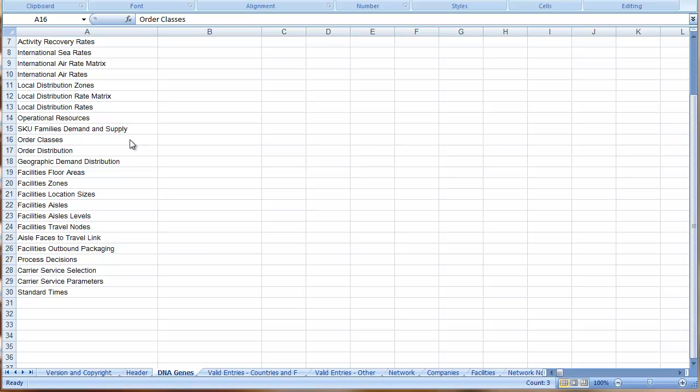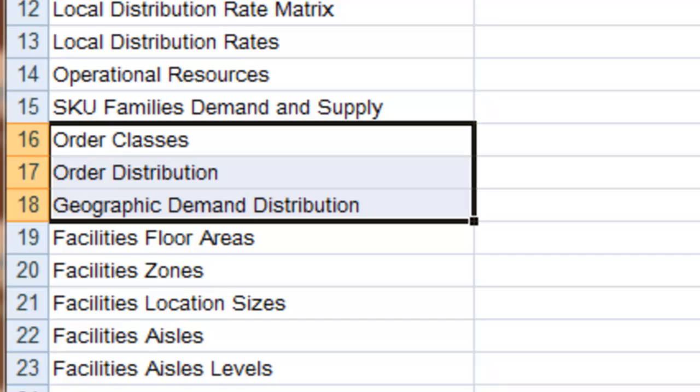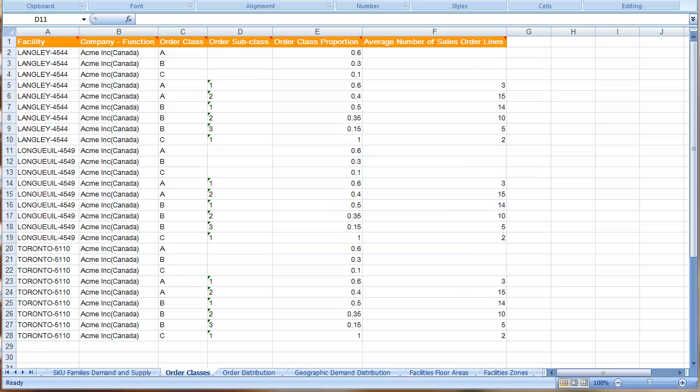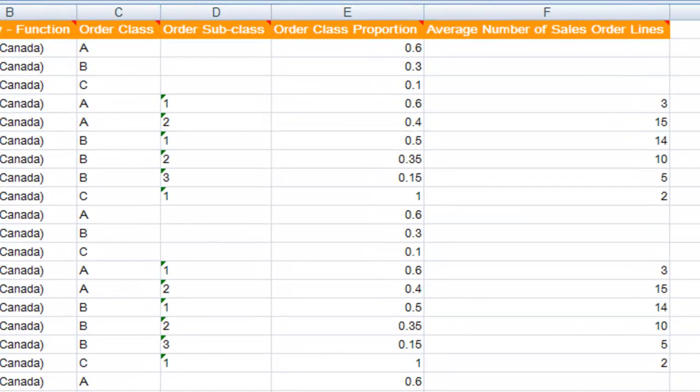The order classes, order distribution, and geographic demand distribution genes describe the order or demand profile of the network nodes and are used by OC to generate the orders to be fulfilled during the clone run. Order class and subclass implicitly represent your distribution channels. Order class is restricted to 3 classes, A, B, and C, and each order class can be divided into a maximum of 10 order subclasses.